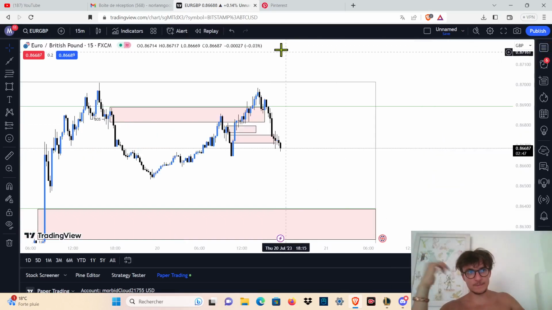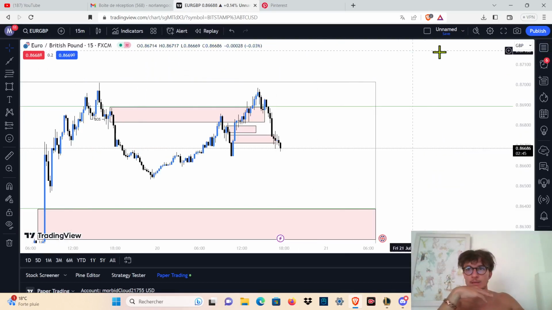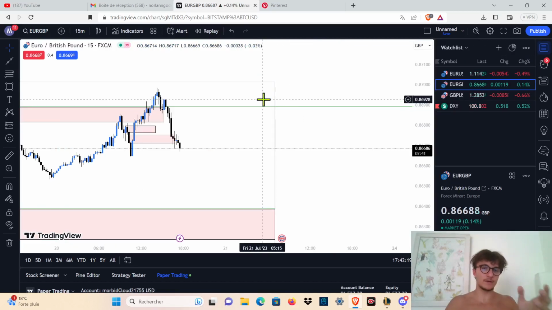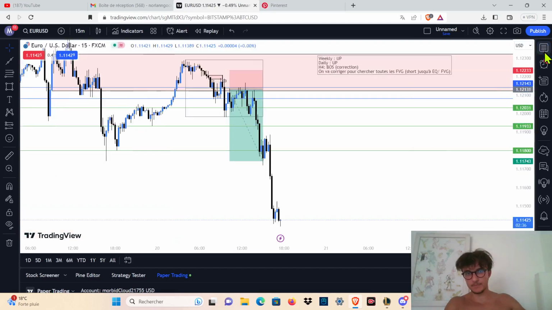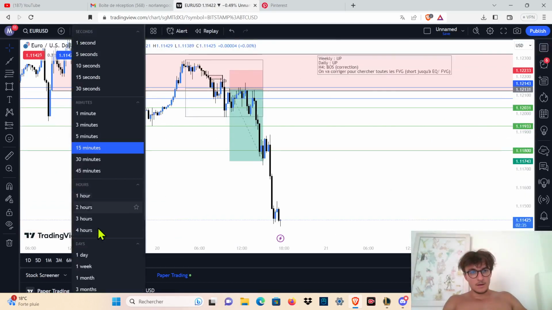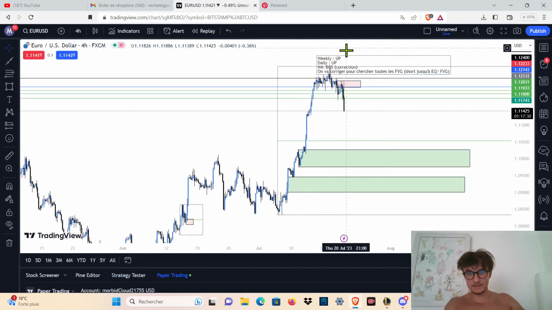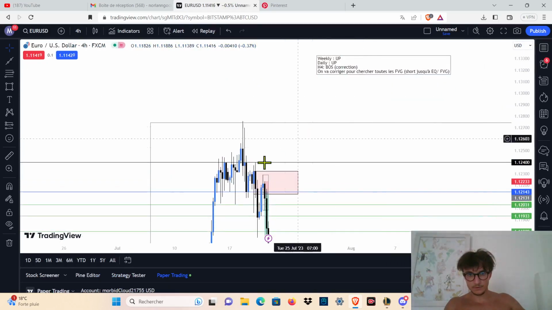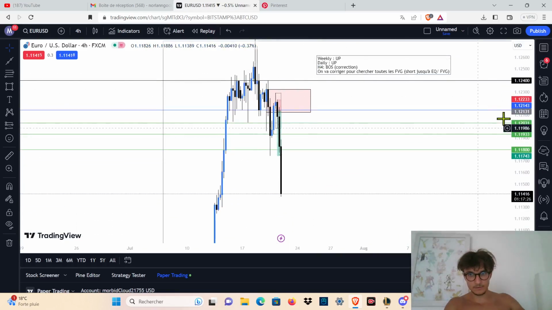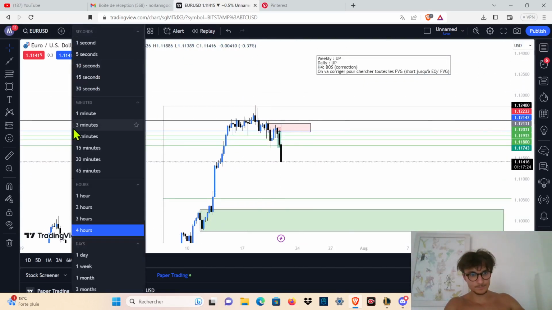So since my bias was bearish on Euro GBP, I wanted to trade Euro USD, because it's a weak pair compared to a strong pair, so bearish on Euro USD. On Euro USD, we extended and we broke structure on H4, so I expect the price to retrace into these zones.